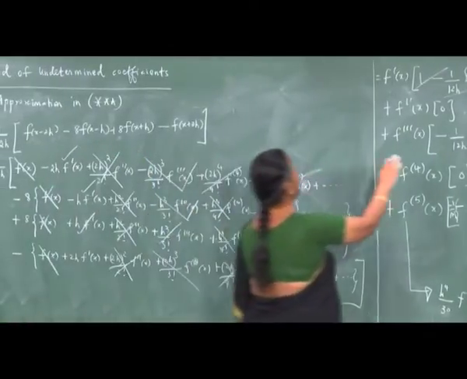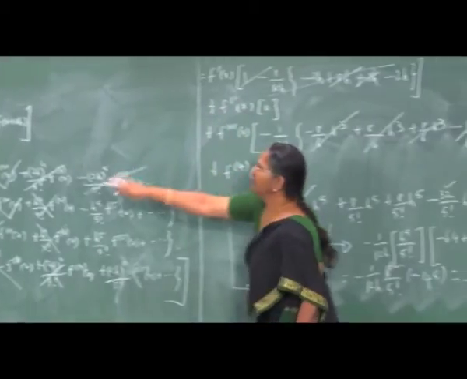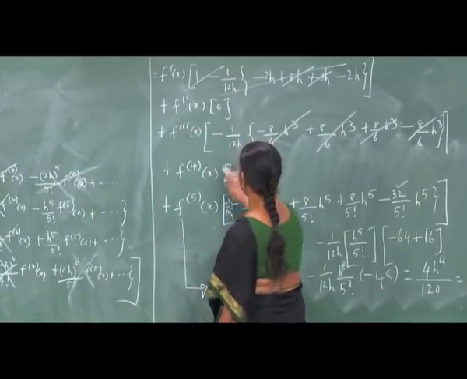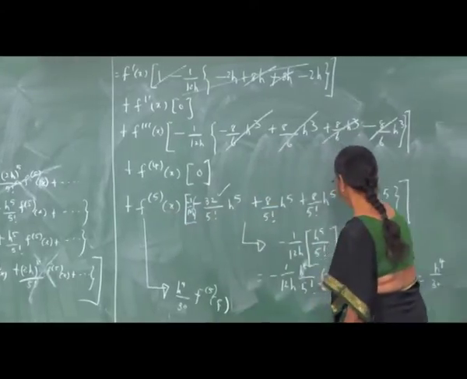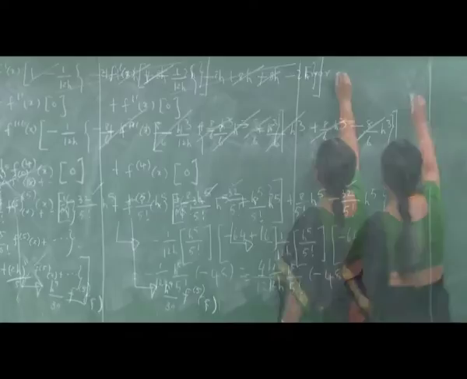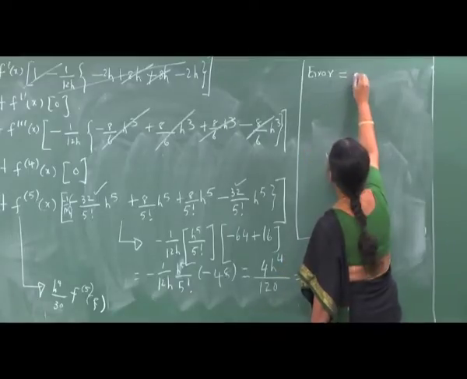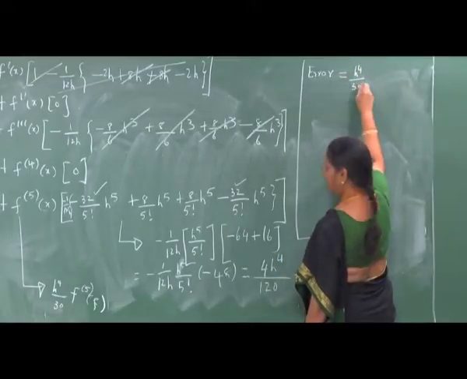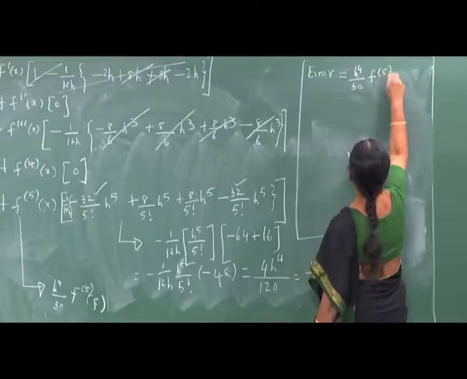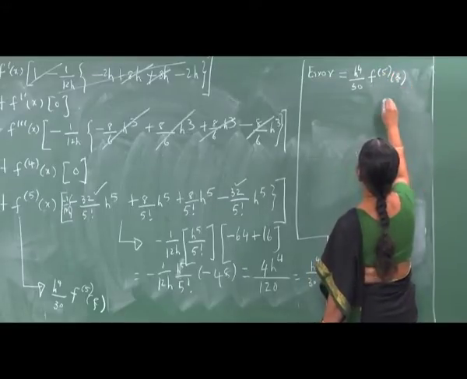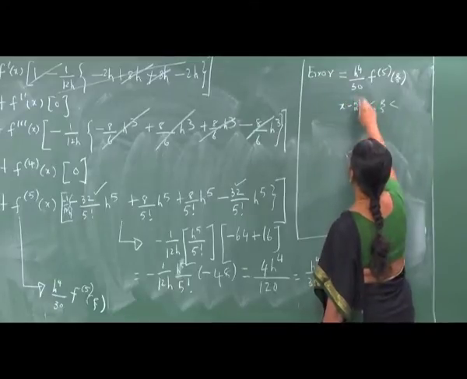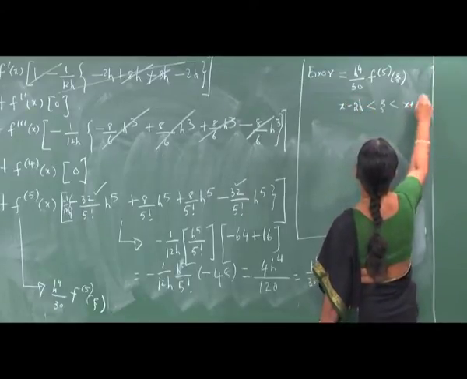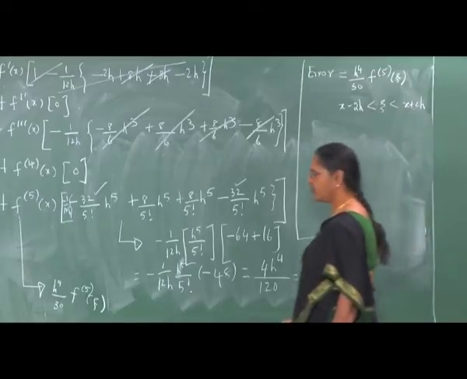All the other derivatives which appear in the expansion have coefficient to be 0. The fifth derivative has its coefficient to be non-zero, and the error is given by h power 4 by 30 into the fifth derivative evaluated at psi. Where does this psi lie? It lies between x minus 2h and x plus 2h.